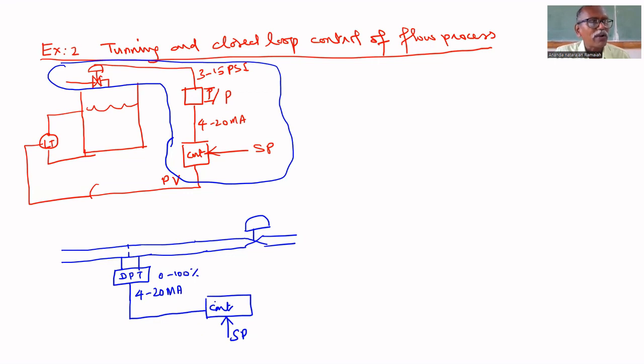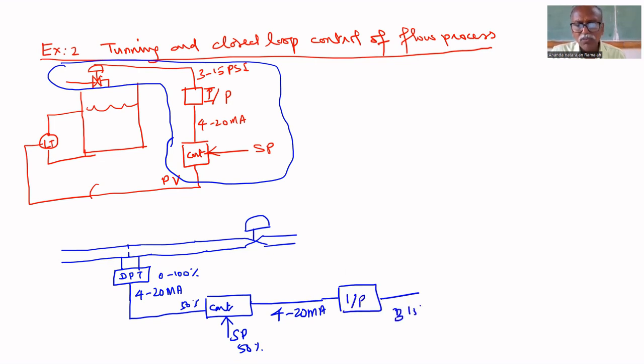Set point means what flow rate you require. 50% flow rate is required, I may say. So here also if it is 50%, no problem. Otherwise, the controller will adjust the valve opening. Its output is 4 to 20 milliamps. This 4 to 20 milliamps has to be converted into 3 to 15 psi. That 3 to 15 psi is connected to this valve.